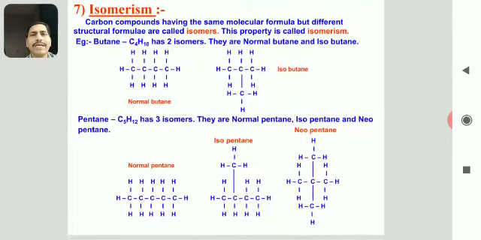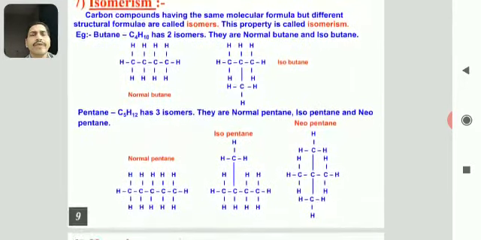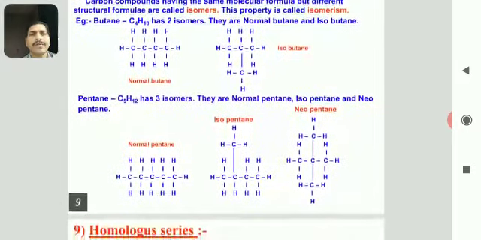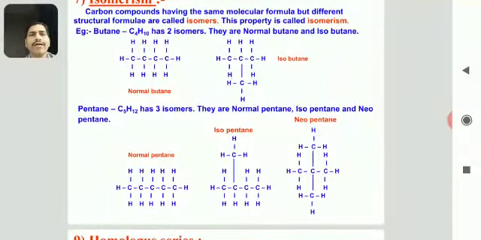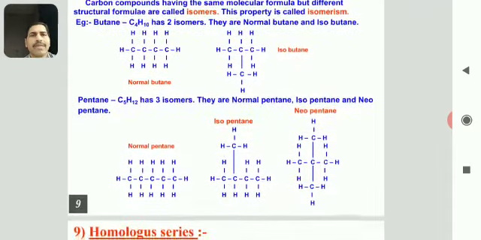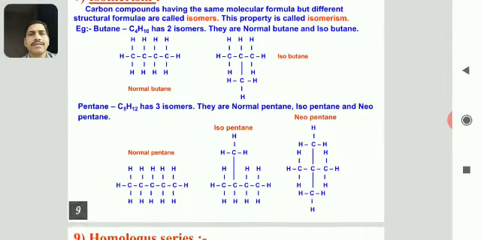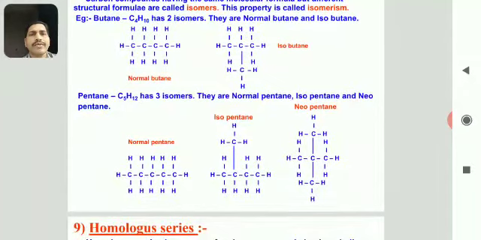When the carbon chain is in straight form, it will be normal butane, and when the carbon chain is in the branch form, it is known as isobutane. And for isobutane, you must remember that one carbon, that is a methyl group, must be attached to the second carbon atom, centrally located. Next is pentane, that is C5H12, which has three isomers.